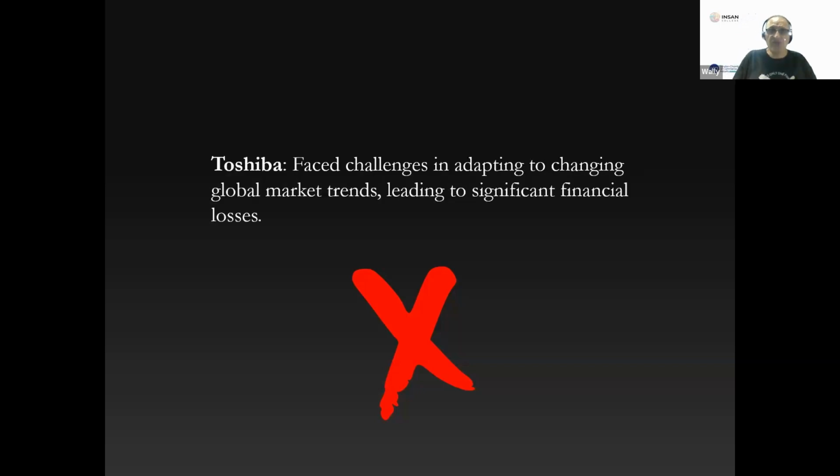All right, Toshiba, same. Toshiba is a laptop and computer maker. They had challenges changing to a global market, leading to significant financial losses. So what happened for Toshiba? They realized that they have to have offices in different parts of the world. They did that, but the consumer was already buying Toshiba products much cheaper in town than going all the way to the shopping center 3 kilometers from where he or she lives. So that's why Toshiba failed when it came to consumer electronics and people shopping online.